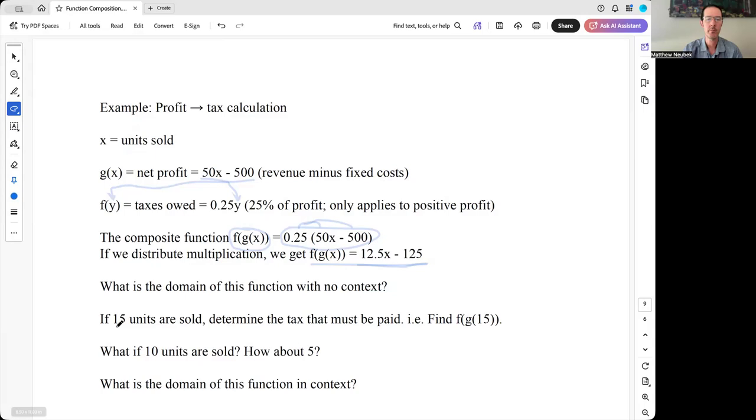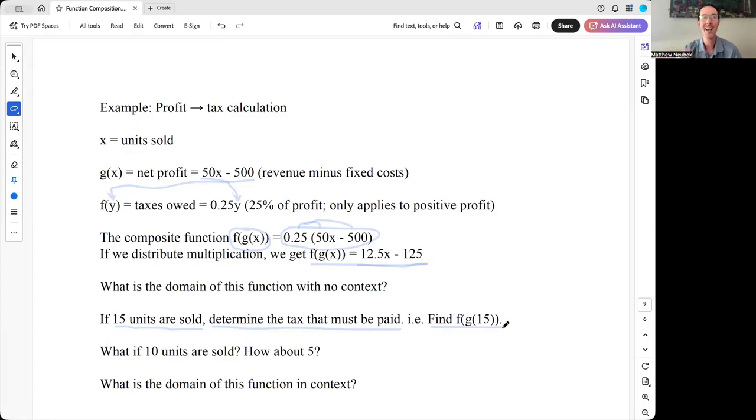Now, class, I've got some different things I want you to try. First, if we sold 15 units, I want to determine the tax that we would have to pay. In other words, I want you to find f of g of 15, and I'll give you a moment to do that. Class, please write down your answer to what you think f of g of 15 is. Any brave souls want to tell us what you got for an answer? Oh, that's very good, 62.5.